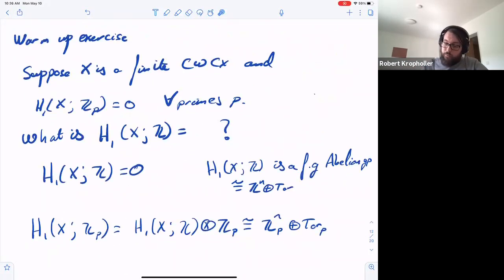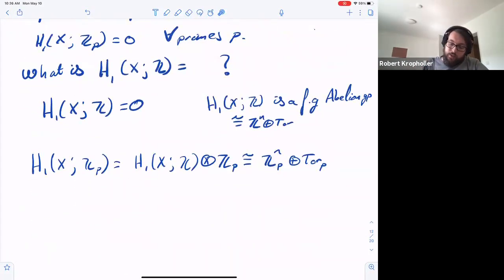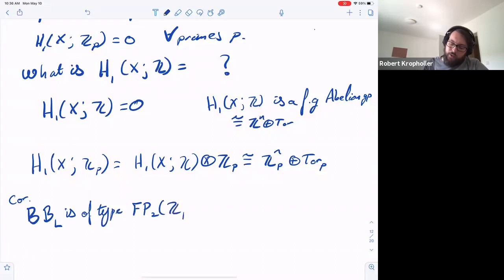So one thing you can conclude from this is that, maybe this is a corollary to this sort of little lemma. So BBL is of type FP2 over Z mod P for all primes P, if and only if it's of type FP2 over Z.